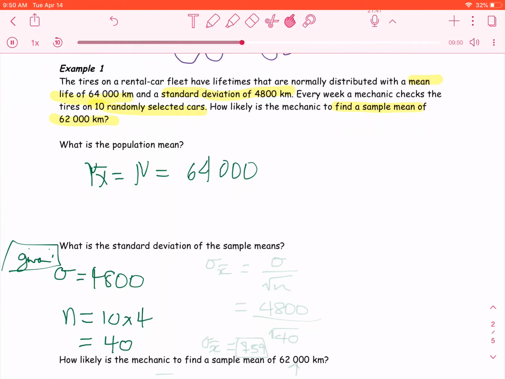To find the standard deviation of the sample means, we're going to use the formula we discovered on the previous page. The standard deviation of the sample mean, with the subscript x bar, is equal to the standard deviation divided by the square root of n. So we're going to replace that with 4,800 divided by the square root of 40. And what you should get after working that out in your calculator is 759.